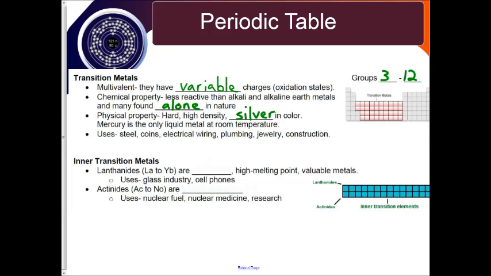Now our inner transition metals are down at the bottom. That's the F block. These are the lanthanides, and the lanthanides are silver. They have a high melting point, and they are very valuable metals. We use them in the glass industry as well as in cell phones. The actinides, the one right below it, they are extremely radioactive. We will use them for nuclear fuel, nuclear medicine, or research.